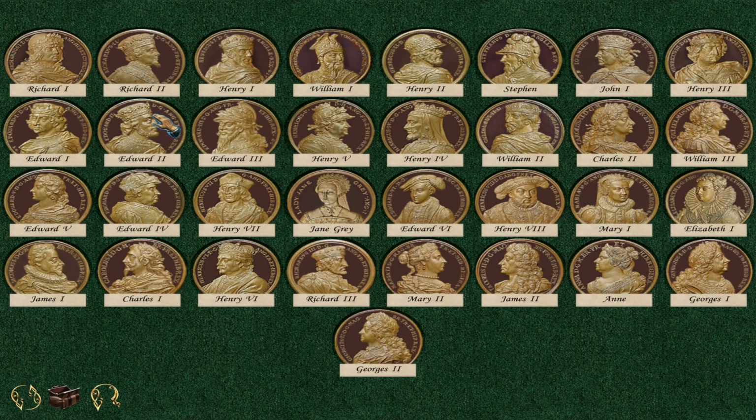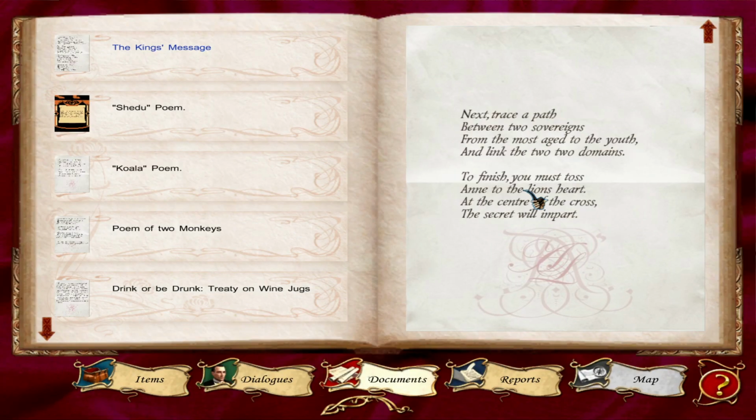Yeah, I don't know. This is a tricky puzzle because I feel like I don't know enough about British history to really get a handle on this question. Between two sovereigns from the most aged to the youth, is that just the highest number? No, that doesn't fit the other metrics either. Let's take a look at this. English monarchs.